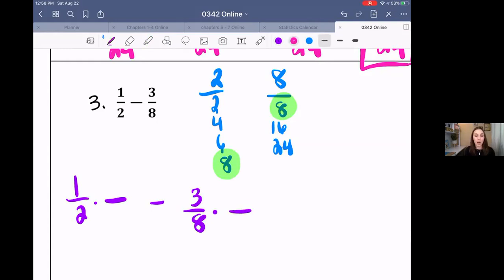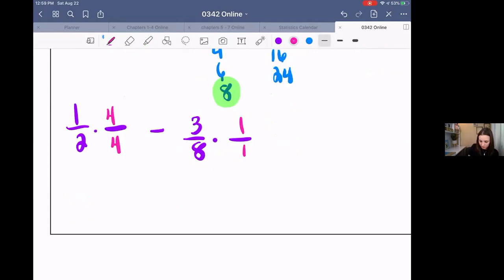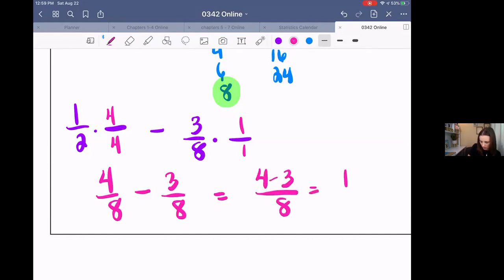2 times what is 8? 4. 8 times what is 8? 1. So we can write a 1 here. We don't really need to, but we can. So this comes out to 4/8 minus 3/8, and that will be 1/8. That's it. Isn't that neat? I love that.